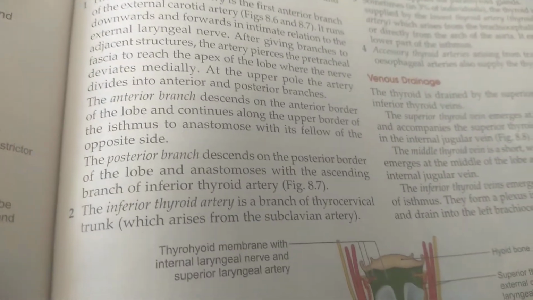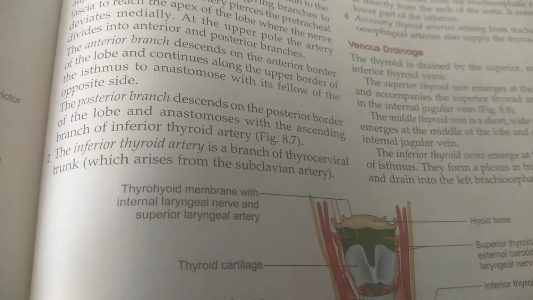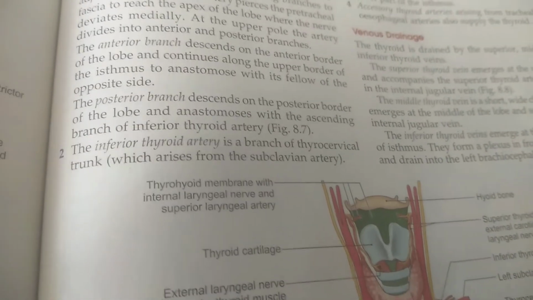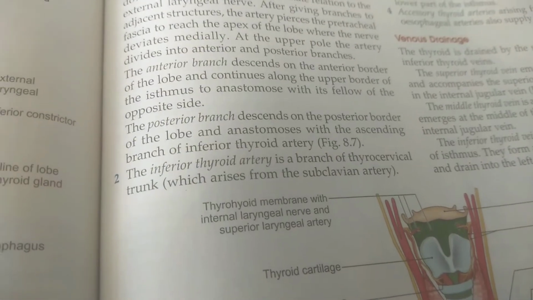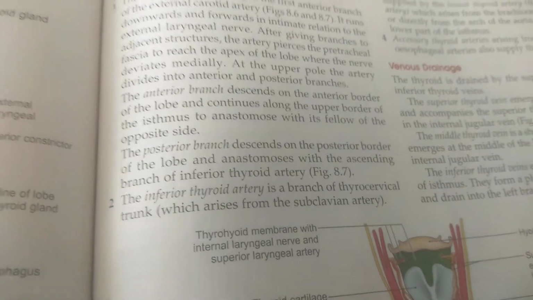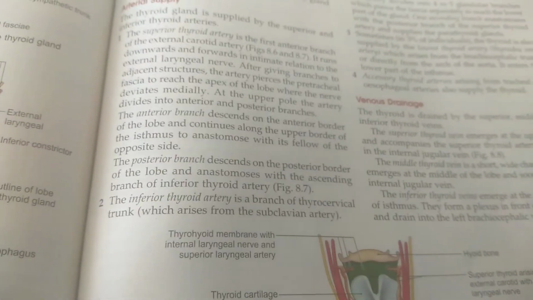Now next comes the inferior thyroid artery. The inferior thyroid artery is a branch of the thyrocervical trunk, and this thyrocervical trunk arises from the subclavian artery. So subclavian artery से thyrocervical trunk निकलता है और उससे उसकी जो ब्रांच होती है that is inferior thyroid artery. So these two are basically the arterial supply of the thyroid gland.